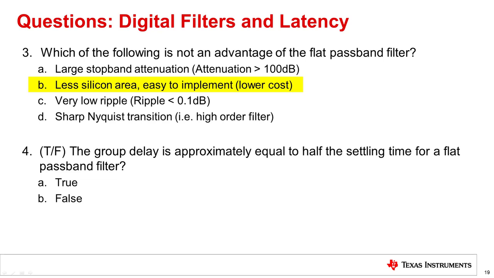Question 4. True or false? The group delay is approximately equal to half the settling time for a flat passband filter. The answer is true. The total settling time is about twice the group delay.